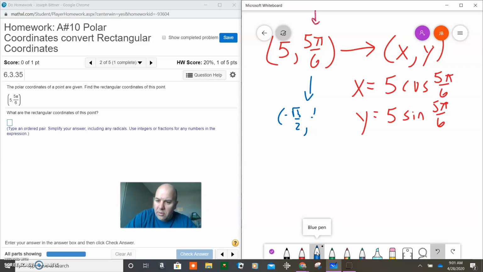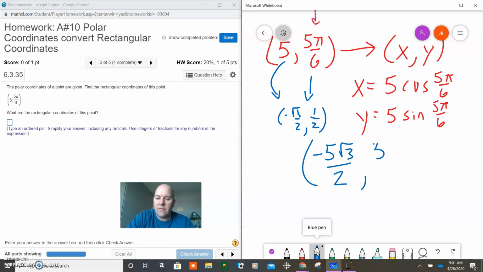Hope you can read all my handwriting there. Positive 1/2. And all you're going to do is just take the 5 and multiply it by both of them. So it's going to become negative 5 square root of 3 over 2, and then 5 over 2.